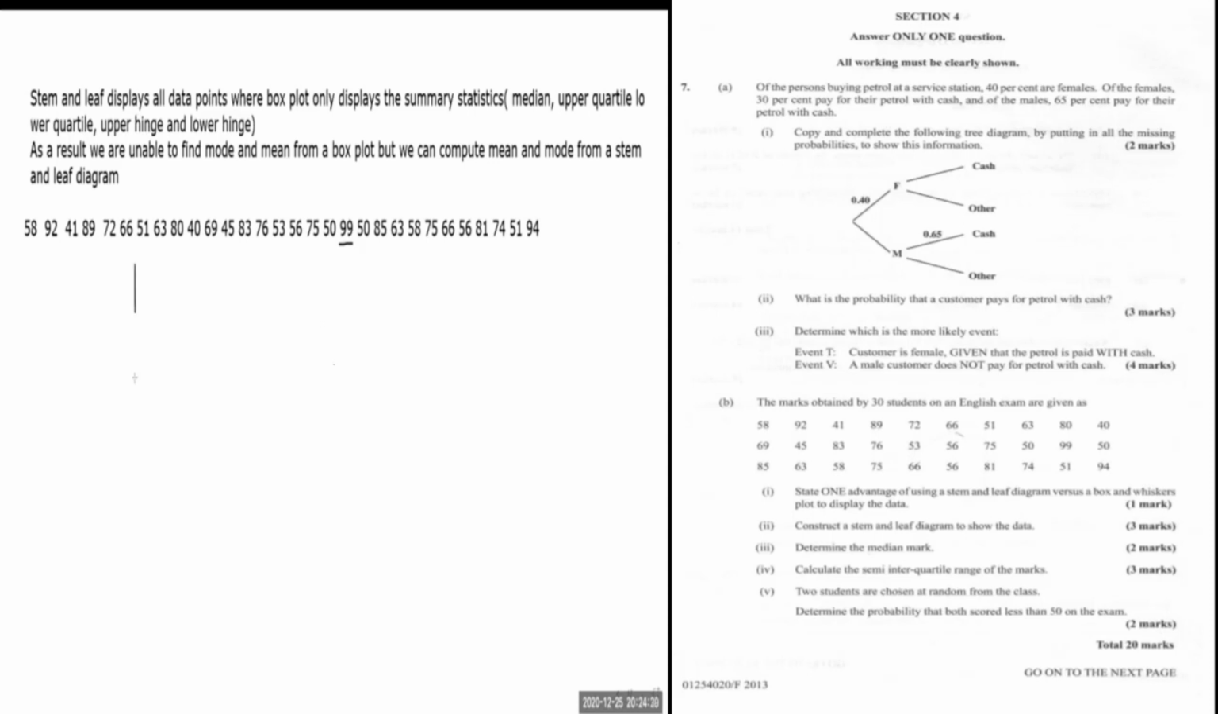So let's construct our stem and leaf diagram. So this is the stem. All right. And over here will be the leaf. All right. And of course, we'll put our key later down.